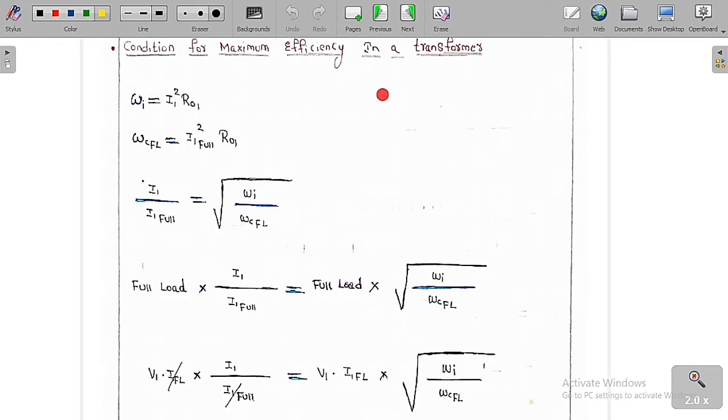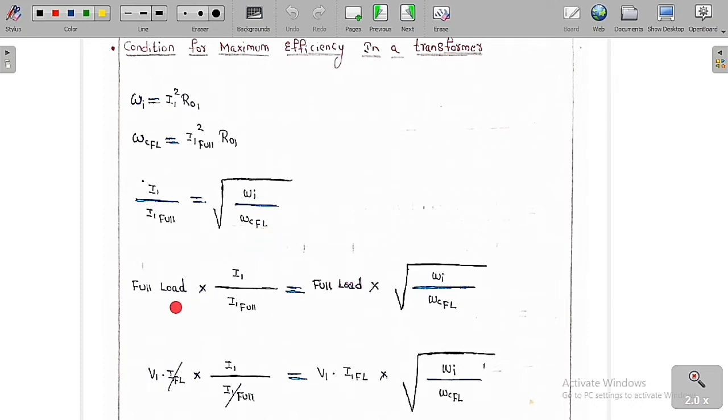Now the condition for maximum efficiency in a transformer. I have already told you that the iron loss is equal to the copper loss at maximum efficiency. The copper loss at full load is equal to I1 full load whole square into R01. If you do the division of these two things, we get I1 full load is equal to under root of Wi by copper loss at full load.